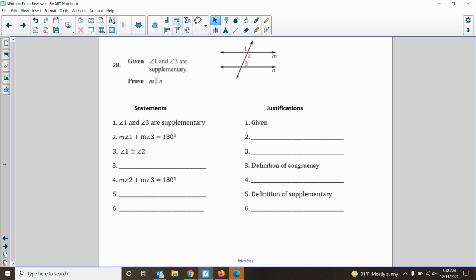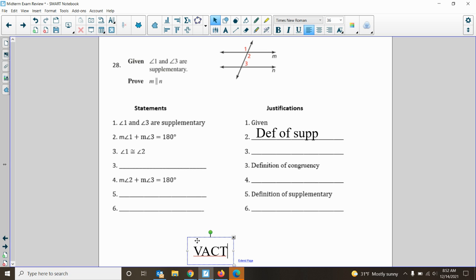So let's see what we get. Line 1, angles 1 and 3 are sup, that's given. Therefore, the angles add up to 180. Isn't that the definition of supplementary angles? Okay, we know that that happens because that's what supplementary angles do. Well, it looks like we're changing gears here. Angles 1 and 2 are congruent. Well, what kind of angles are 1 and 2? These look like verticals, and they're congruent by the VACT, the vertical angle congruence theorem. So that's going to be line 2.